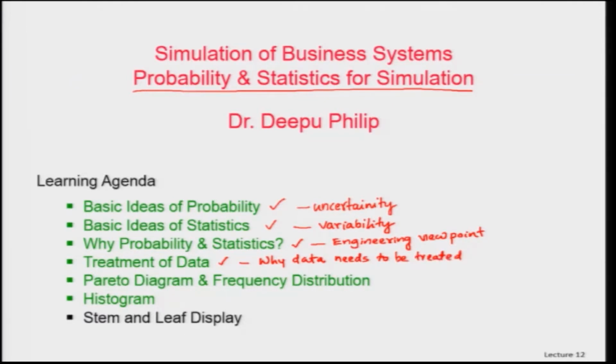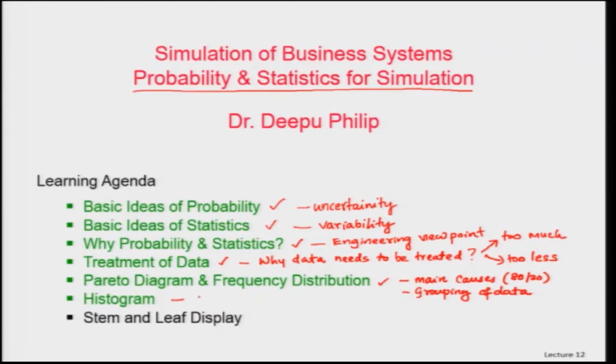We talked about data coming in two forms, either too much data or too little data. In that regard, we also talked about the Pareto diagram and frequency distribution. The Pareto diagram identifies the main causes, that is the 80-20 rule, and the frequency distribution was about grouping of data. We discussed why it is needed, and we talked about the visual display called the histogram, which is a visual display of frequency distribution.